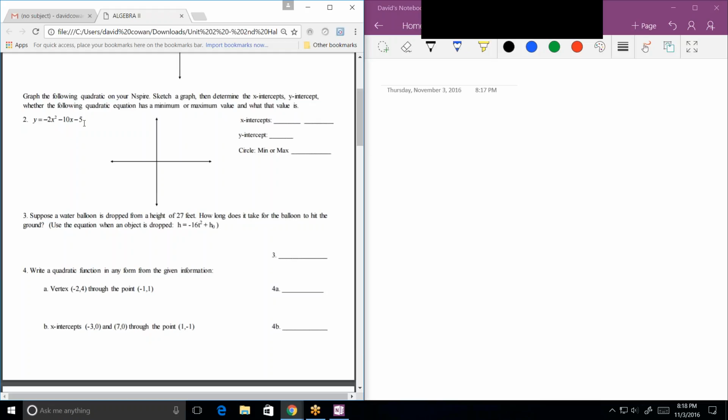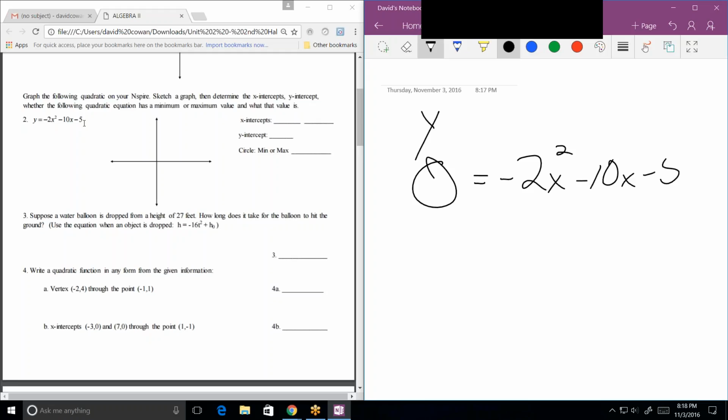Now, the x-intercepts, how do I get those? Once you plug in 0 for y. Yeah, so 0 equals minus 2x squared minus 10x minus 5. And now to solve that for x, I got to factor it. Well, it's not real easy factoring a quadratic that has a negative coefficient in front of the x squared. That's just a difficult thing to do.